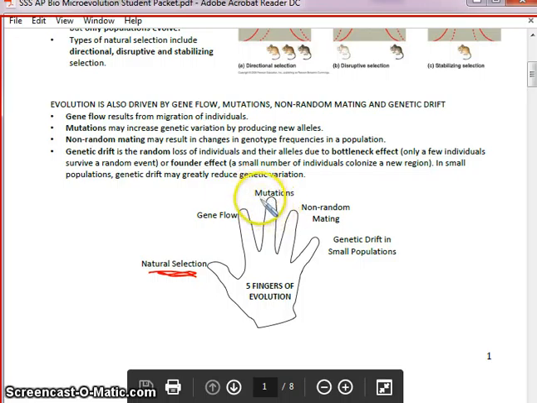Mutations, middle finger for M for mutations, is another source of genetic variation or evolution. Non-random mating is another one, and often what we do is we draw a ring. This is the ring finger. In other words, it's not random. We select who we mate with, or the organism selects. And then the last one down here, pinky finger for small populations. Small populations are much more likely to be affected by genetic drift.